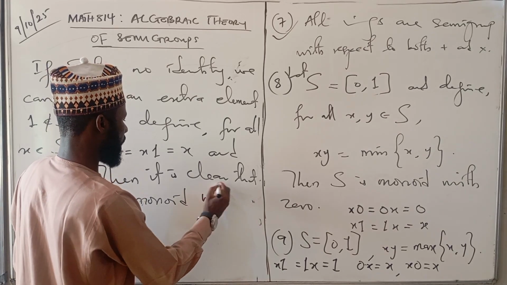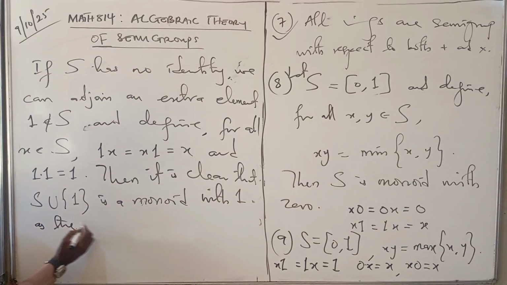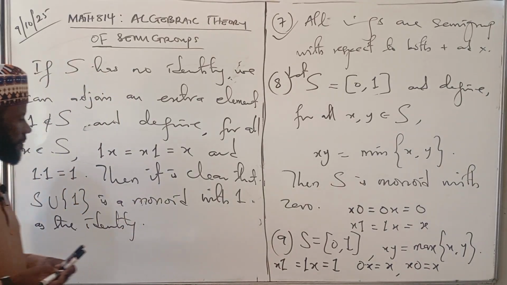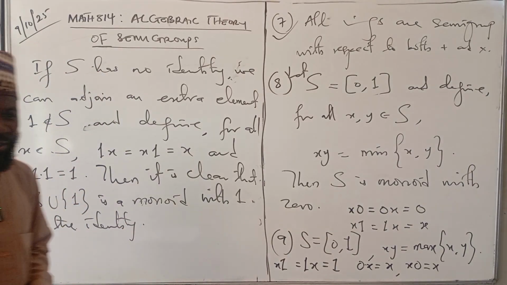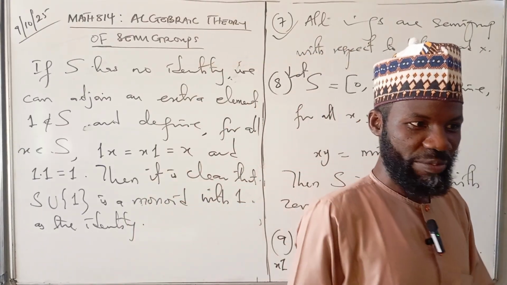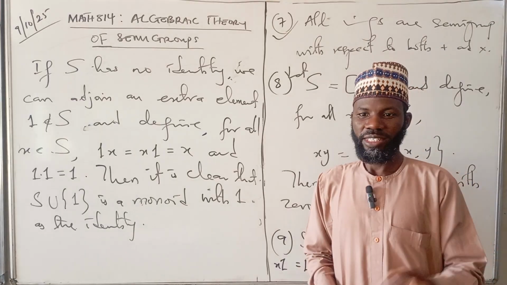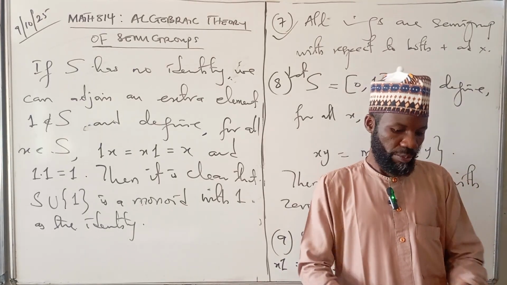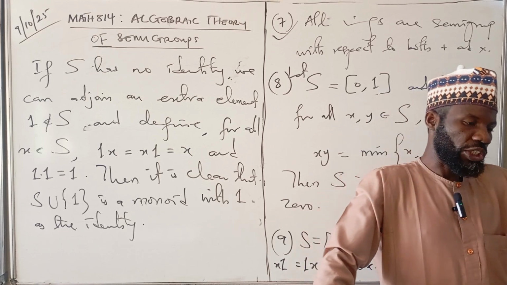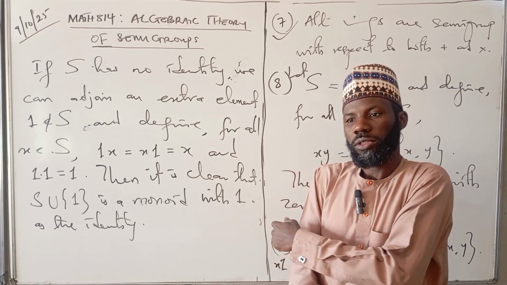With the element 1 as the identity. So, what are we trying to do here? We are trying to say that even if there is no identity in the semigroup, you can always introduce the identity into the semigroup. This process is called adjoining. But when you adjoin, when you bring an extra element, you have to extend the binary operation to cover that element you have introduced. And this is what we have just done.